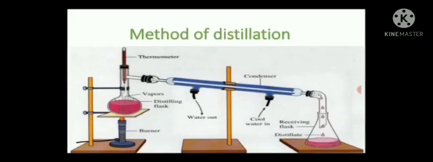Method of distillation. Take some salt water in a round bottom flask. Arrange the apparatus as shown in the figure. Start heating the liquid in the flask placed on the wire gauze. Observe the conical flask. Slowly, droplets of water start falling into it. Where did these drops come from?